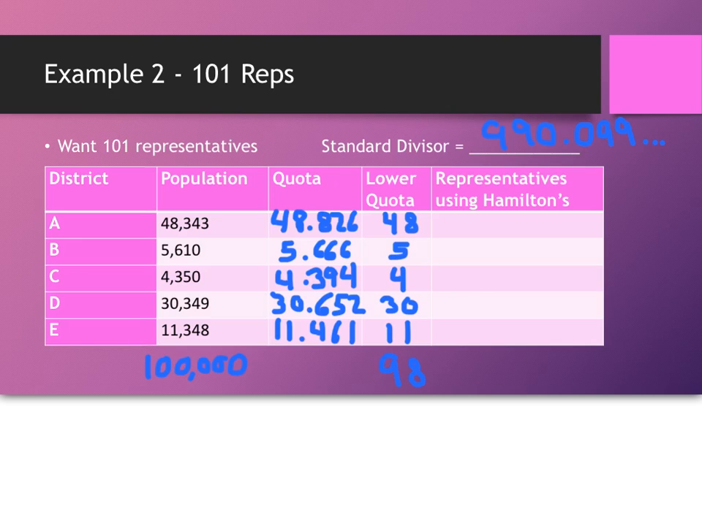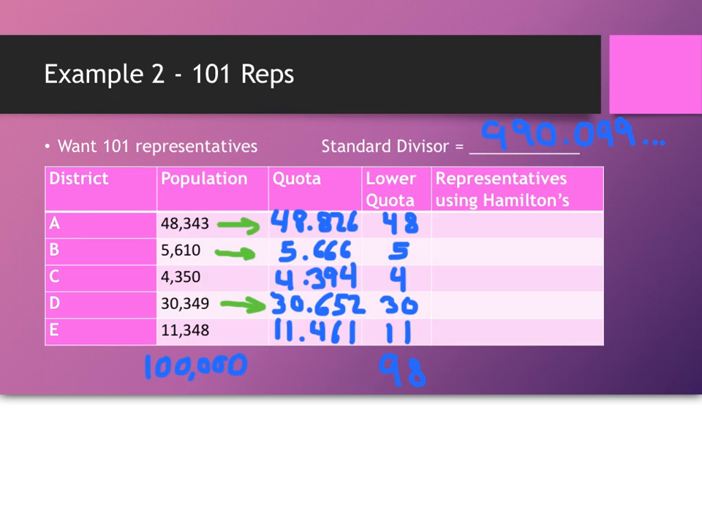Now this time, remember, we wanted 101 representatives. So we need to add to the 3 highest decimal points. So that would be A, that would be B, and that would be D.